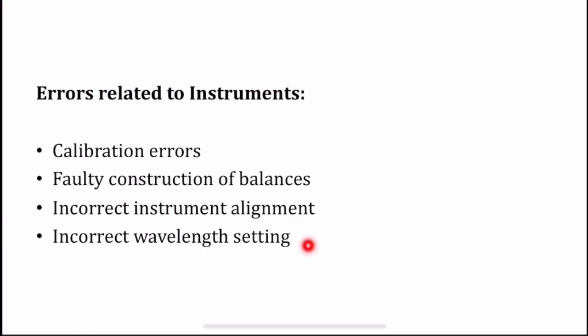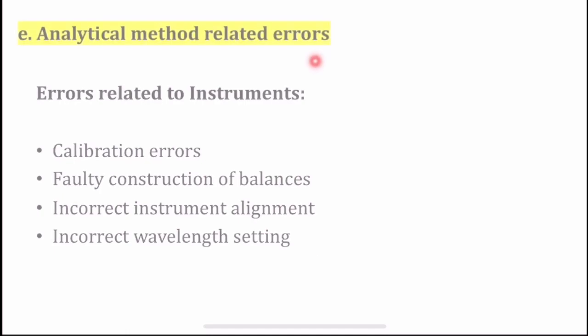Lastly, an incorrect wavelength setting is a common source of systematic errors in experiments involving spectroscopic instruments such as ultraviolet visible spectrophotometers, fluorescence spectrophotometers, and other optical instruments. This can affect the determination of concentration, reaction kinetics, and other analysis dependent on precise wavelength measurements.